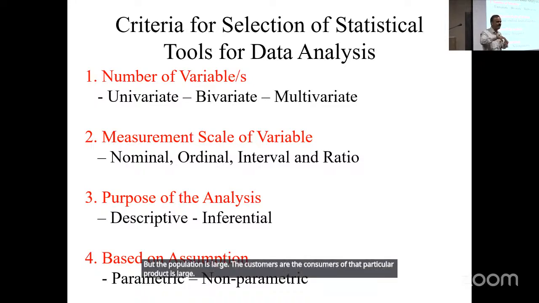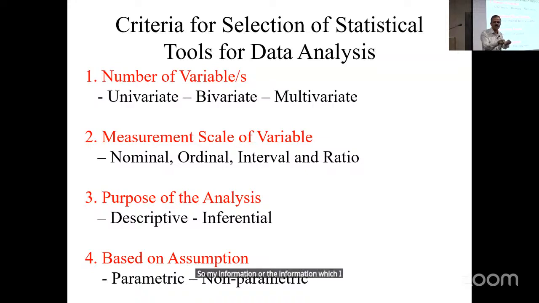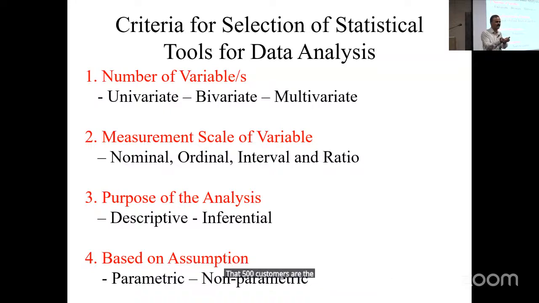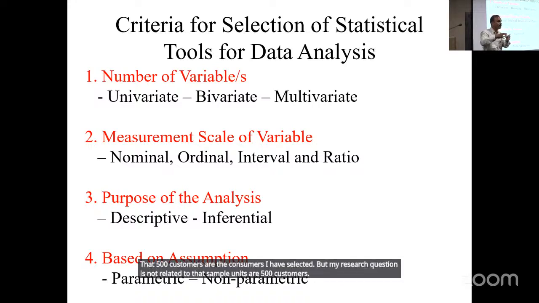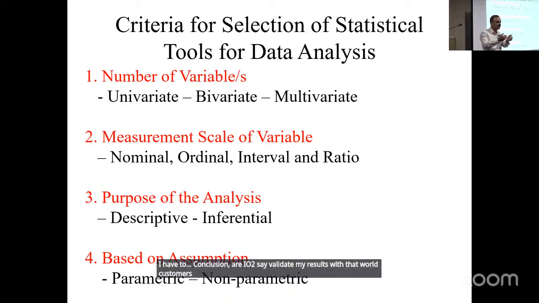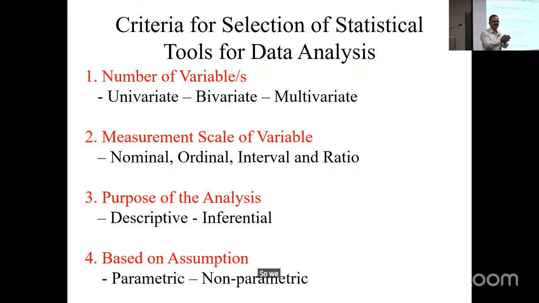So the information I have collected to analyze my research questions is only a part of the population, and any estimation I get using these statistical methods relates only to the 500 consumers I have selected. But my research question is not about those sample units. I have to draw conclusions, or validate my results, for all the customers or consumers in Mysore city. That's why, in inferential statistics, we draw conclusions about population characteristics based on sample evidence.